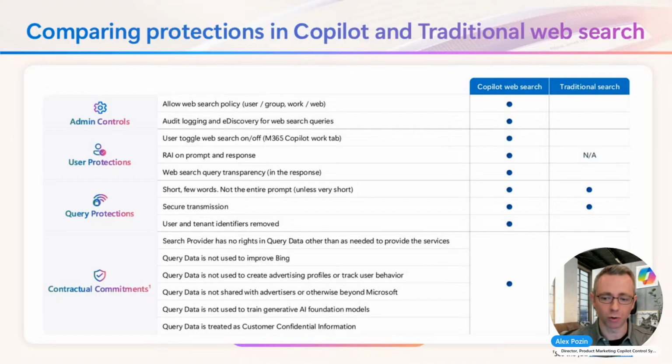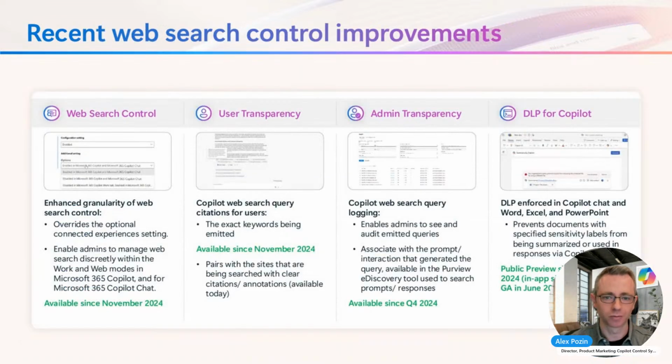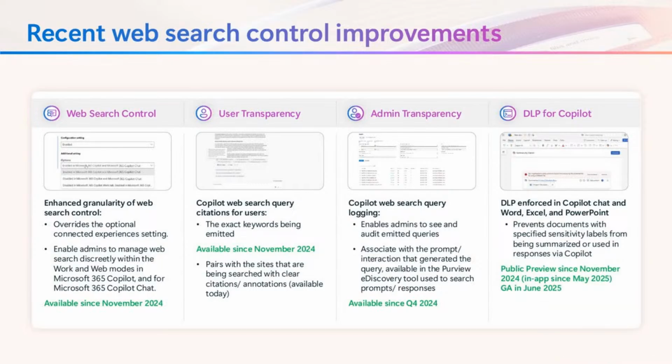So this is one of the important things to understand: you can conduct search in traditional means as well. You just get more protection when you're using Copilot. And with that, let's go to the next one. I'm going to pass it over to Sahel to cover the first two items here, and then I'll jump right back in.